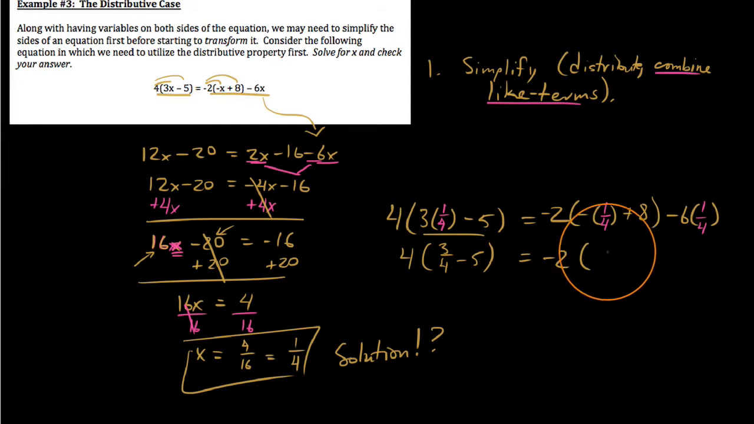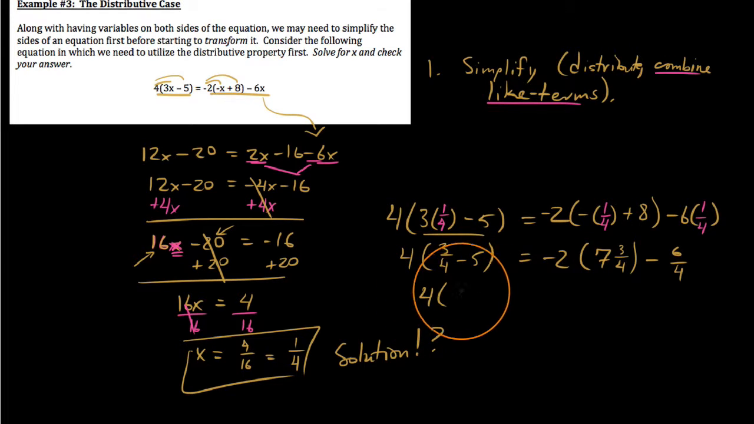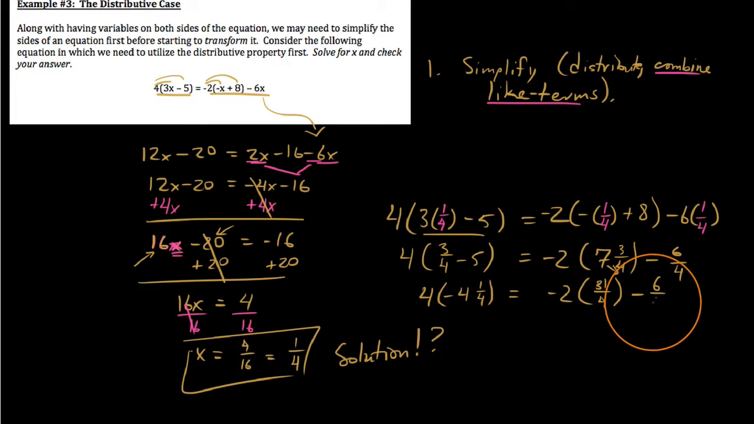Ooh, I did pick a bad one to do here. We'd say this is 7 and 3/4 in here minus 6/4 out here. And so now on this side we'd say 3/4 minus 5 would be 4 times negative 4 and 1/4 equals negative 2 times, now if we turn this into a mixed number, we'd say 7 times 4 is 28. 28 plus 3 is 31/4 minus 6/4. Now on the left side, if we turn this into a mixed number, we would get this 4 times negative 4 and 1/4, when we multiply negative 4 times 4, plus another 1 is negative 17 total fourths.